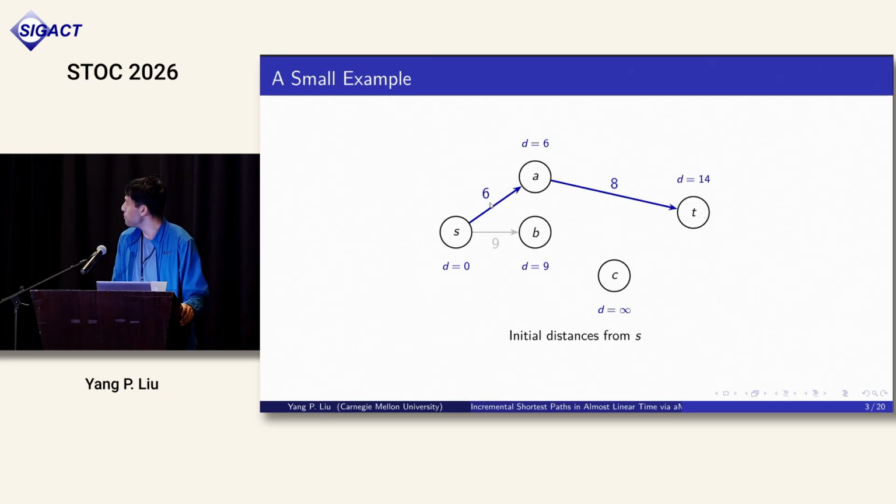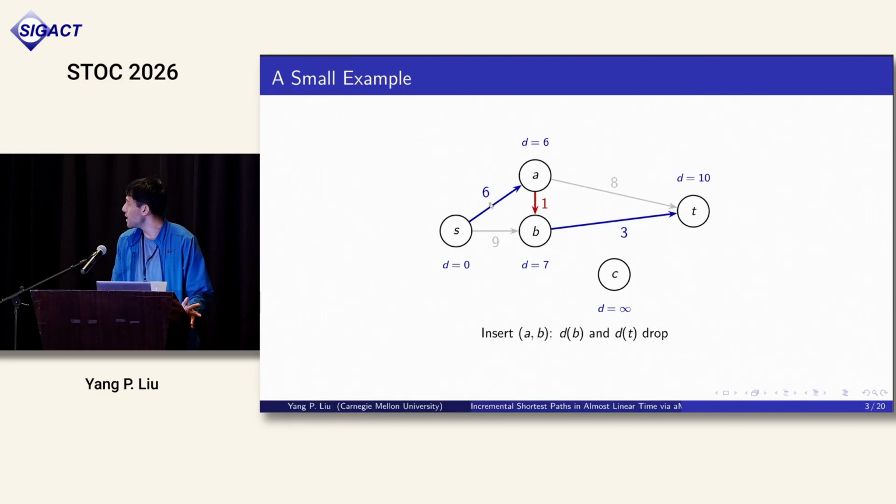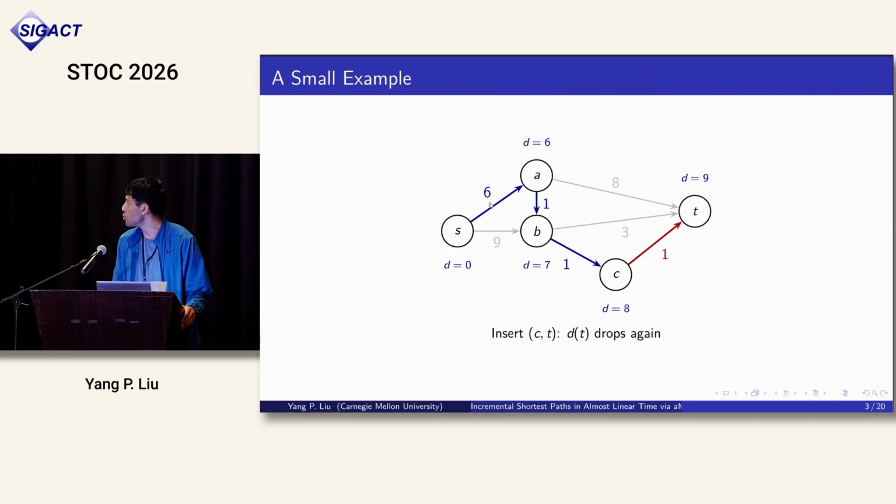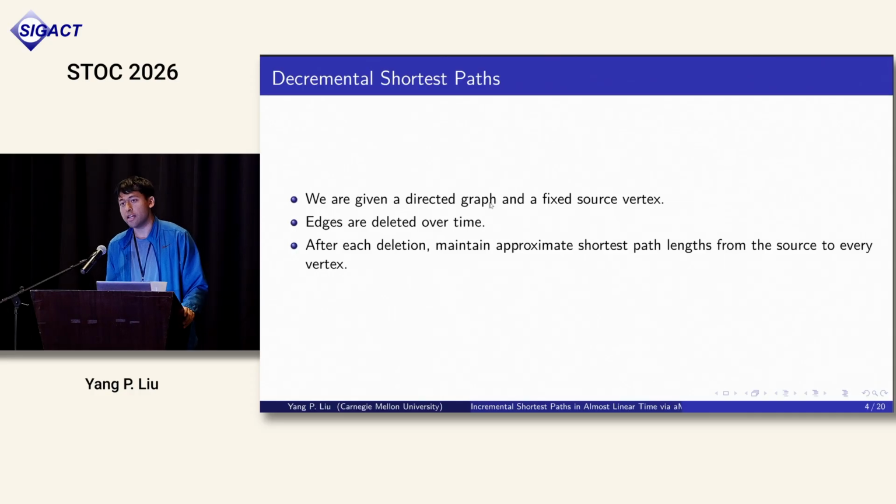Just to give a pictorial representation, you start with some graph, then over time, edges get added to the graph, and you just want to maintain what the shortest paths are in the graph, with approximations. There's a natural analog that I'm not going to talk about, but just for motivation, it's useful to also think about the decremental shortest paths problem, where you start with some graph, and you want to maintain approximate shortest path distances as edges get deleted from the graph instead of inserted. So it's an analogous problem with edge deletions instead of insertions.